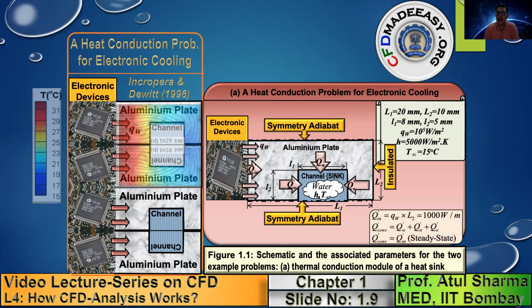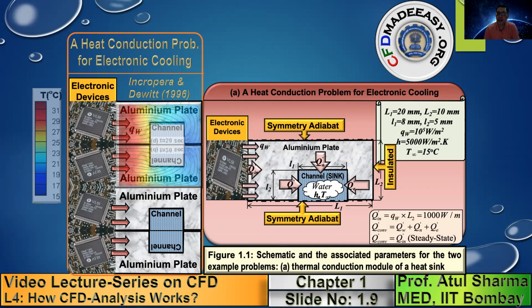And this 1000 watt, as time progresses, initially is not all taken by the water in the channel. If you apply the first law of thermodynamics, some part of the heat coming inside this aluminum plate is taken by the water, and the remaining part is used to increase its internal energy. So initially there is a change in internal energy, and due to that, there is a change in the temperature of the aluminum plate.